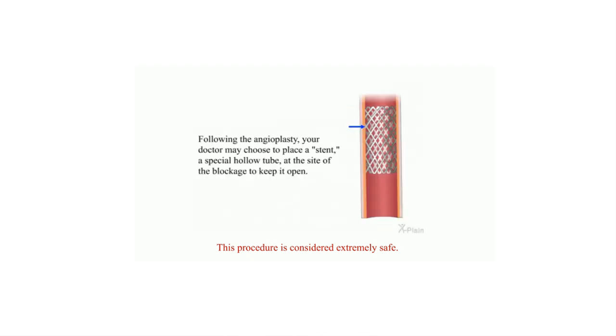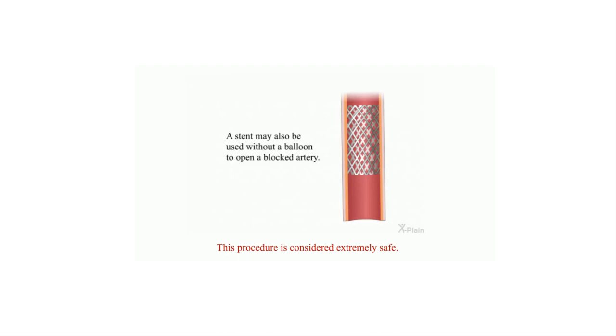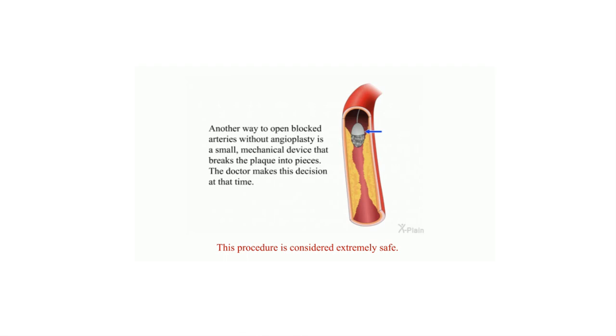Following the angioplasty, your doctor may choose to place a stent, a special hollow tube at the site of the blockage to keep it open. If a stent is used, it is attached at the end of the catheter and placed at the site. A stent may also be used without a balloon to open a blocked artery. Another way to open blocked arteries without angioplasty is a small mechanical device that breaks the plaque into pieces. The doctor makes this decision at that time. In addition to breaking up the plaque, a stent could be placed. You may receive a blood-thinning agent if the artery is fixed.